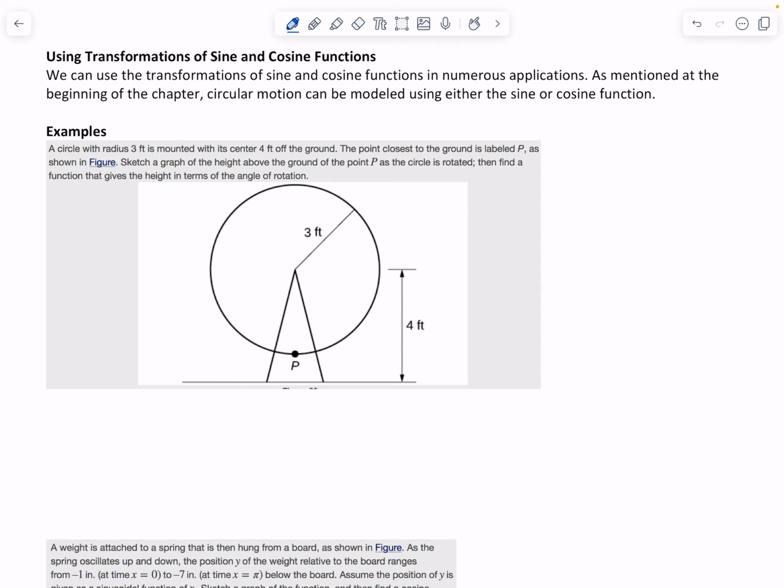The point closest to the ground is labeled P. In the figure, sketch a graph of the height above the ground of point P as the circle is rotated. Then find a function that gives the height in terms of the angle of rotation.